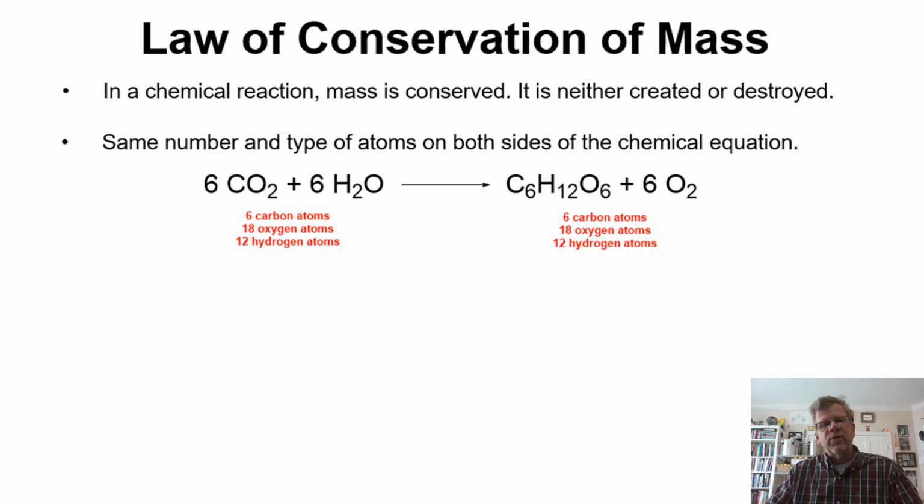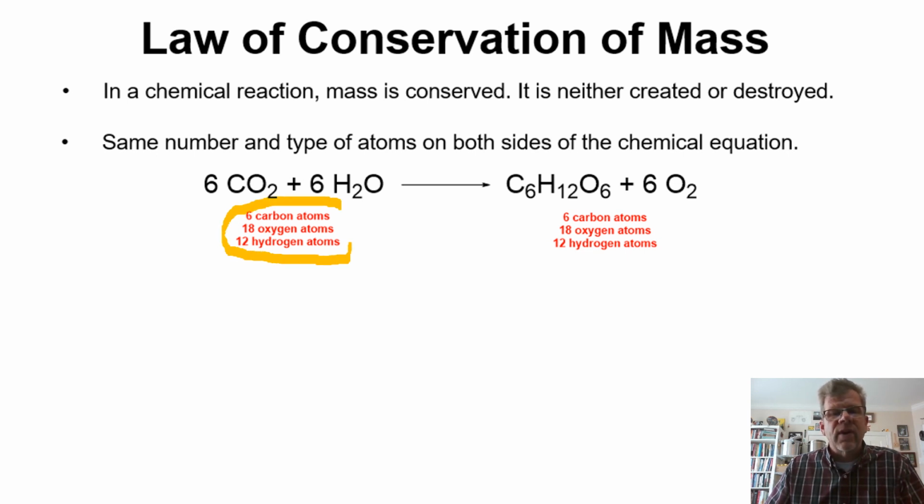So if we were to go through this particular chemical equation of reaction, we would be able to count the number of carbons, hydrogen, and oxygen atoms in there. And this was the number that we would come up with: 6 carbons, 18 oxygens, 12 hydrogens.